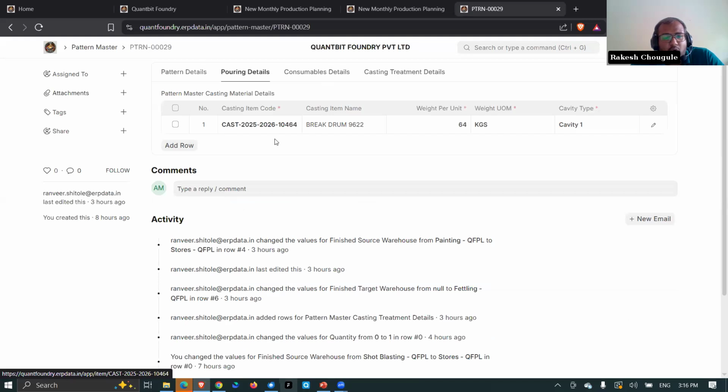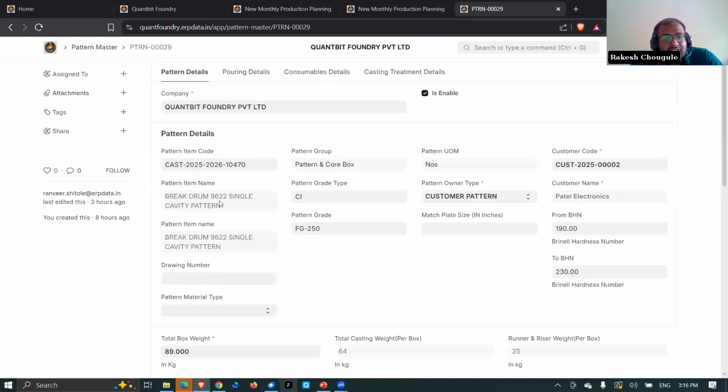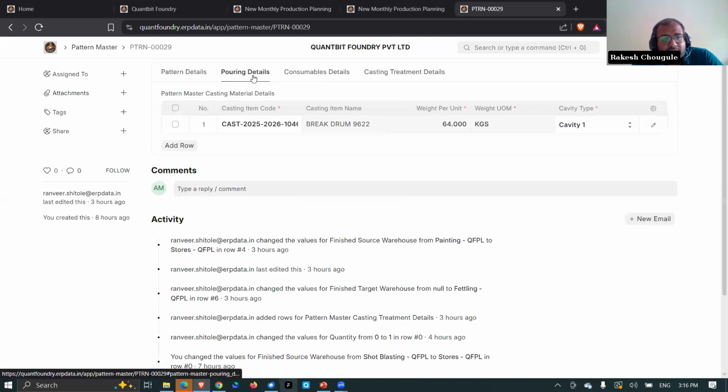Then there are the part pouring details. In this table, we configure which casting is produced from this particular pattern. For example, here the pattern name is brake drum single cavity pattern. From that particular pattern, we produce brake drum 9622. This is the item that will be produced, and its per unit weight is 64 kg, and it can be produced from cavity one of that particular pattern.